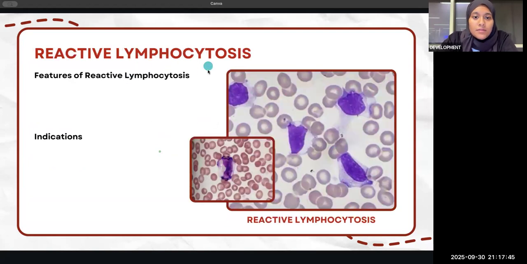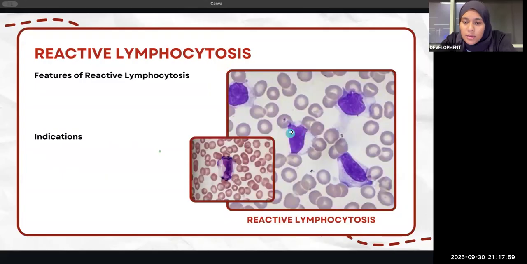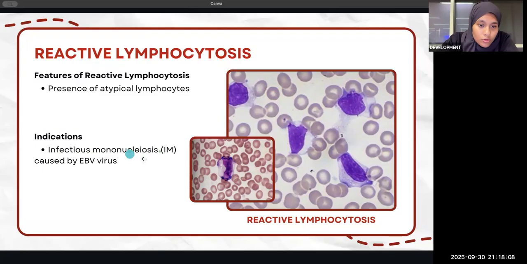Then you have reactive lymphocytosis. Reactive lymphocytosis differs from mature lymphocytosis because it looks different. In mature lymphocytosis, it's just a normal lymphocyte that has multiplied. But here it has a different shape, so it's atypical lymphocytes. Where do we find this? In infectious mononucleosis, which is caused by the EBV virus. Please remember this full name: infectious mononucleosis caused by the EBV virus.